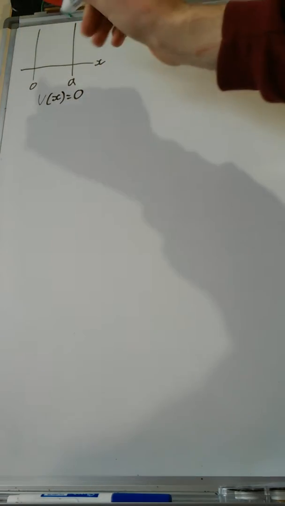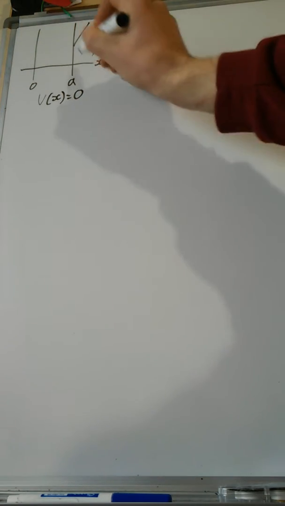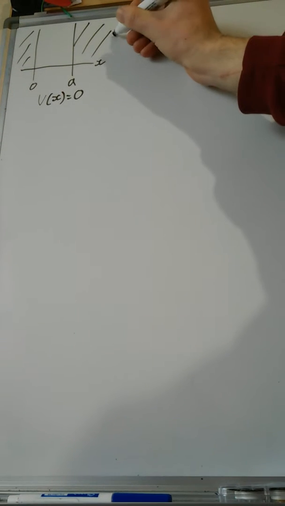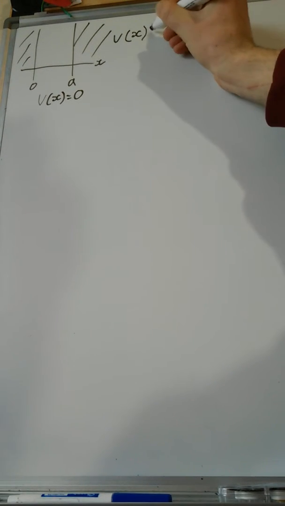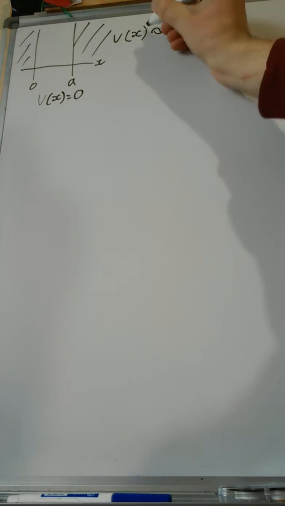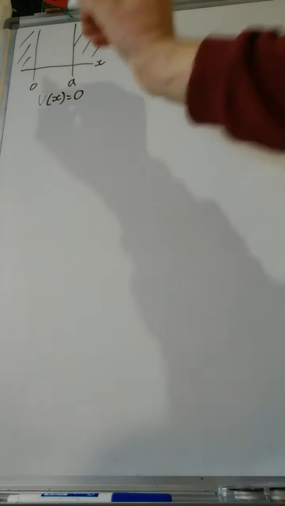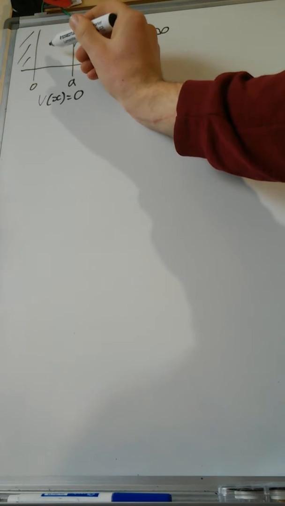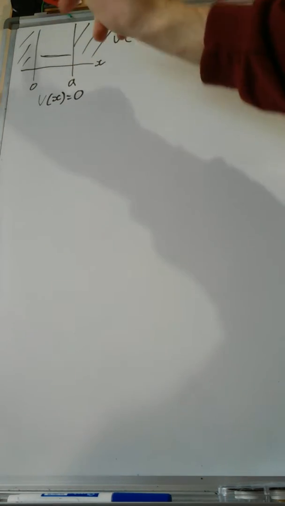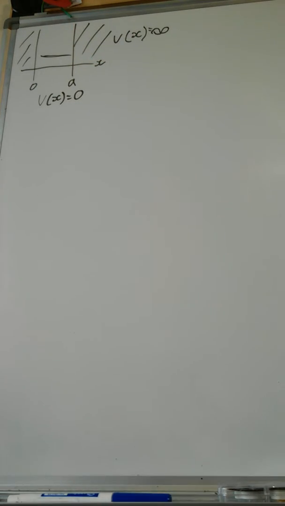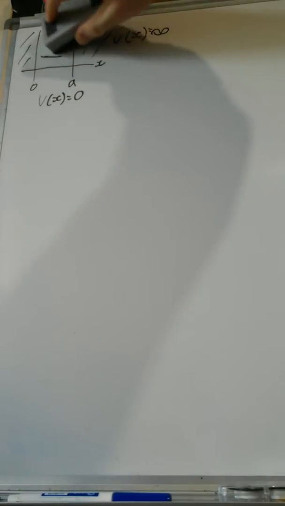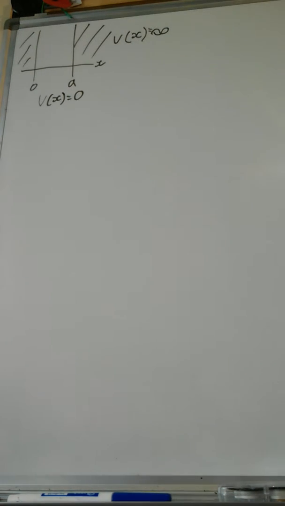Outside this region here, V of x is infinite. So the particle is essentially trapped in this region here. Classically, it would be bouncing between two impenetrable walls. However, we're going to solve this quantum mechanically.